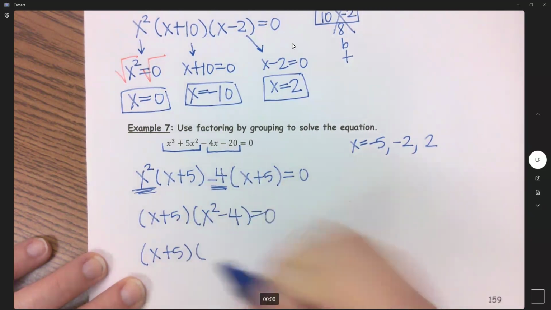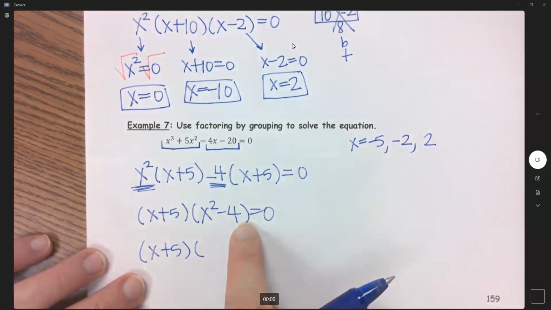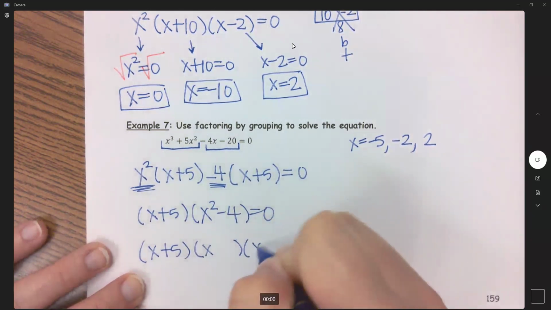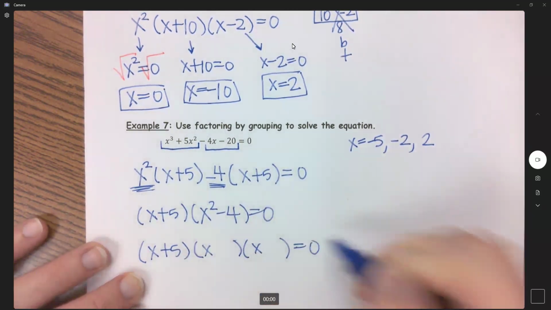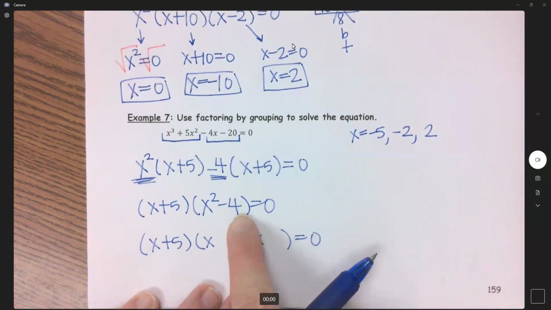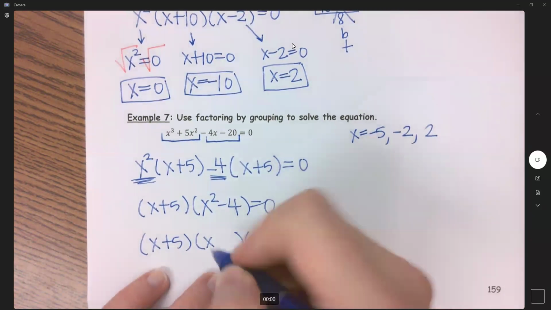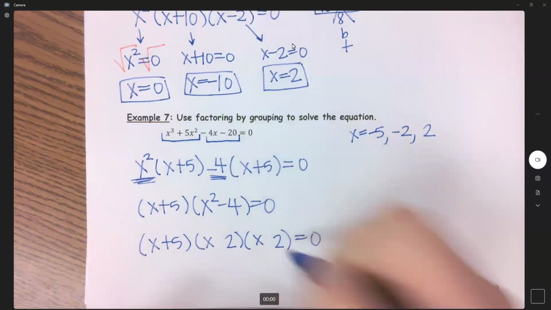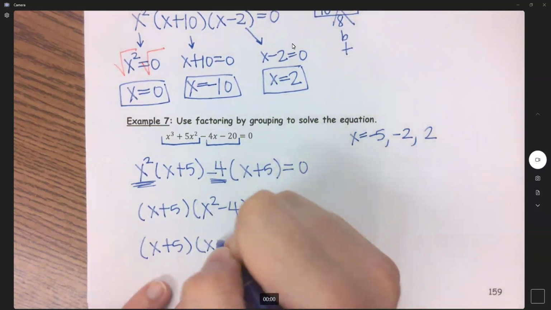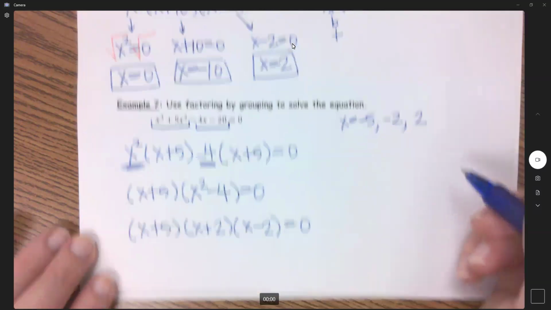This one here is called a difference of squares. So x times x gets me to that x squared. What do you multiply together to get 4? That's 2 times 2. And to make that a minus 4, you need one positive and one negative.